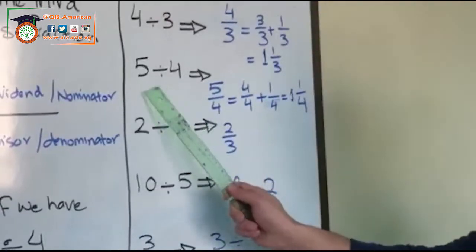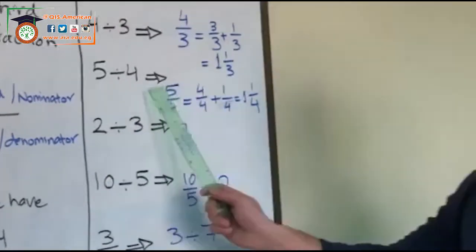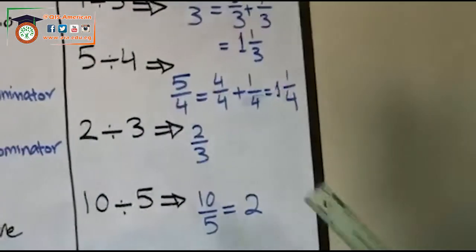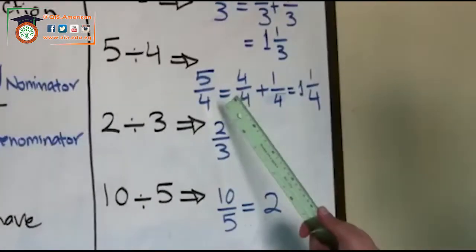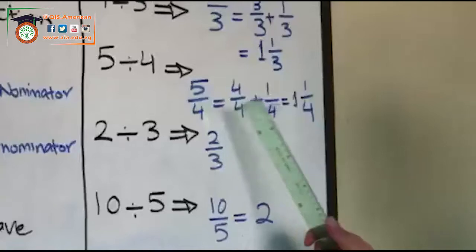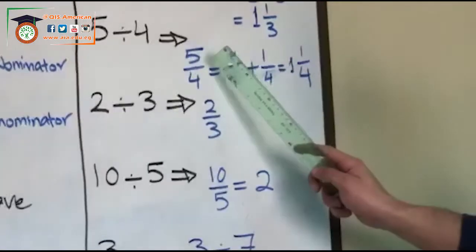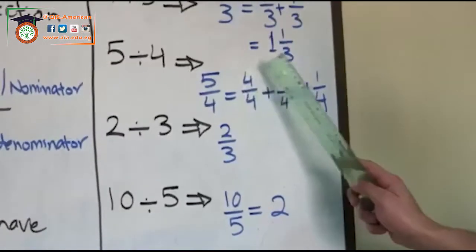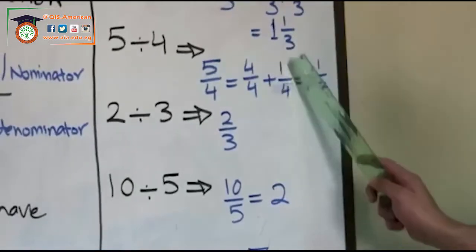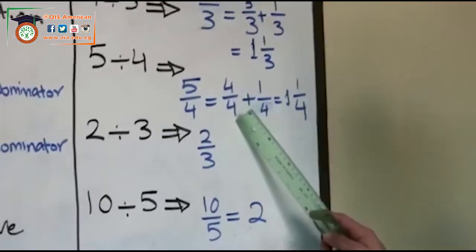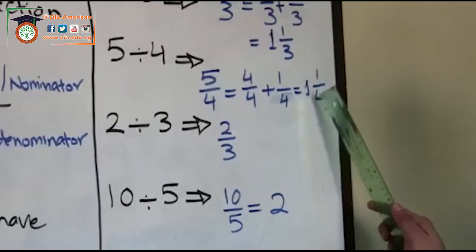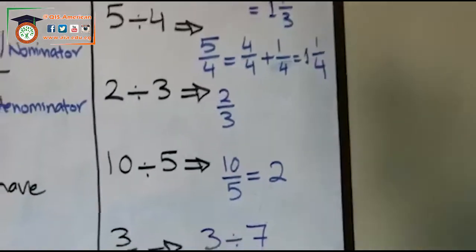If I have 5 divided by 4, I can write it as 5 over 4. This is an improper fraction, so I'm going to have to turn it into a mixed number as well. If I take 1 out of this 5 and put it here, I have 1 over 4 by itself, and the rest over here is 4 over 4, which equals 1, so it's 1 and 1 over 4.